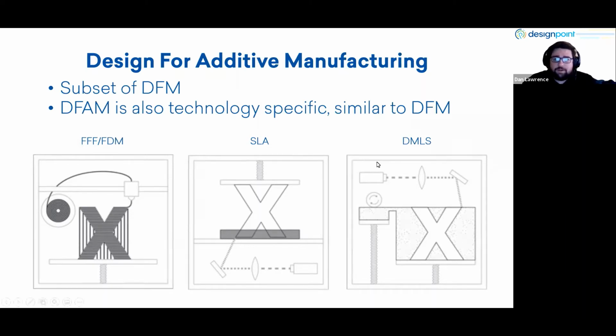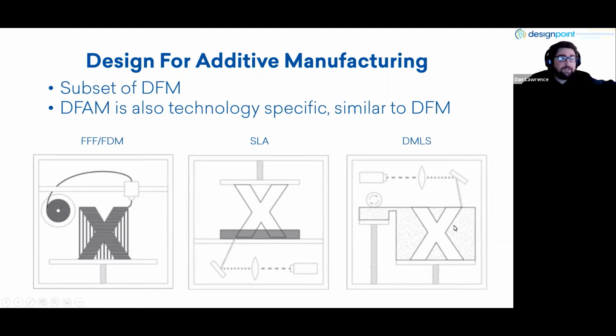And over here, DMLS is another one. It stands for direct metal laser sintering, and it's pretty self-explanatory on how it works, right? It directly sinters metal with a laser. As you can see here, this laser is shot down onto the powdered metal, sintering it and creating the part.